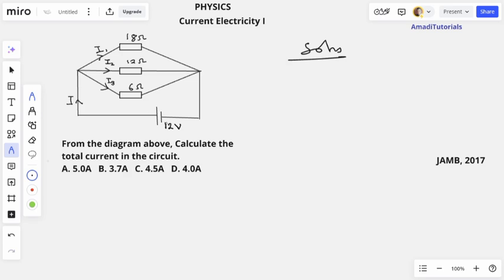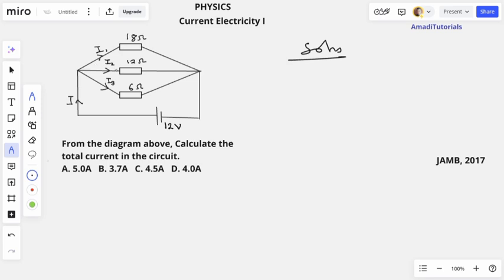What we have here is a 12-volt cell or battery, which is the source of the energy in the circuit. And here we have our resistors: 6 ohms, another resistor 12 ohms, another resistor 18 ohms. You can see the three are connected in parallel, meaning that they are sharing the same terminal, the same front and the same back.